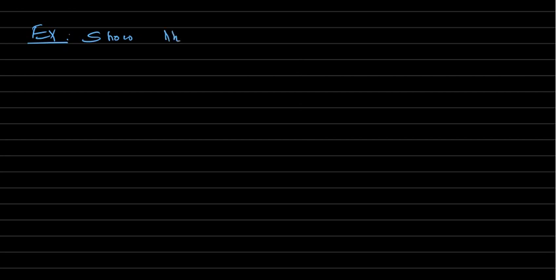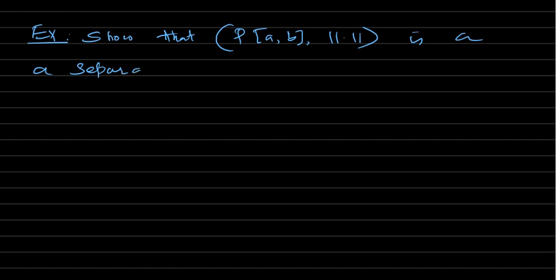Show that this P of AB, with respect to the given norm, any norm that you define, is a separable space. It's not a Banach space, but it's a separable normed linear space. Where, what's the norm?